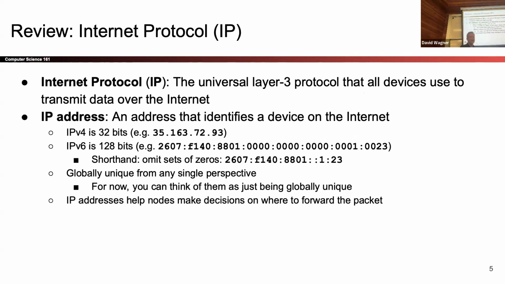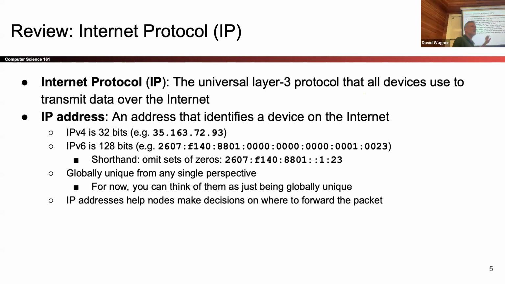So just as a reminder, everything on the internet uses the IP protocol, and the IP protocol has a way to send packets. Each packet has a source address and a destination address. Those are IP addresses. They're 32-bit values with IPv4, or 128-bit values with version 6. I'm going to just talk about IPv4 because it's a little bit simpler, but really IPv6 is very, very similar.